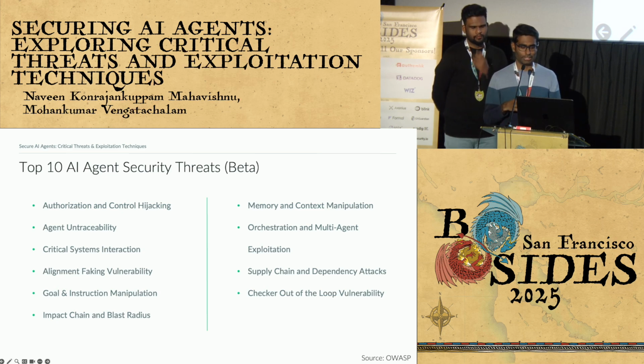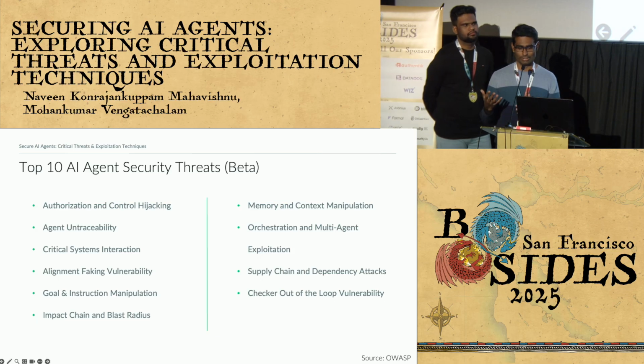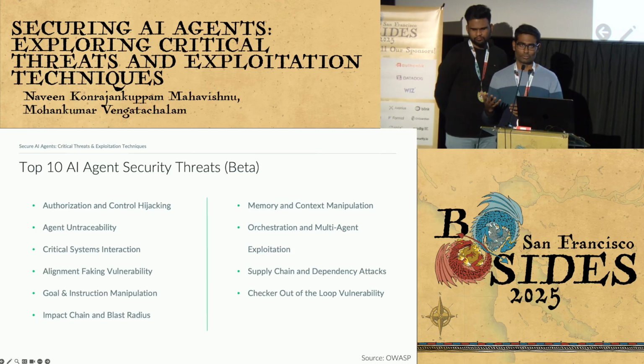And then the next one is memory and context manipulation. This happens when an attacker messes with an agent's memory or context, making it forget rules, leak past conversations, or behave unpredictably for future tasks.